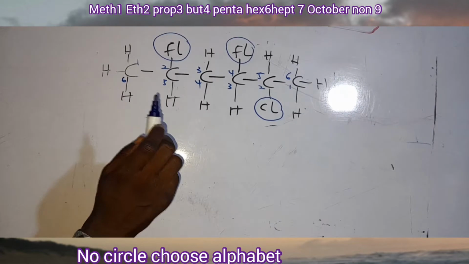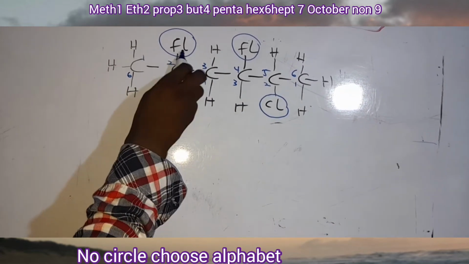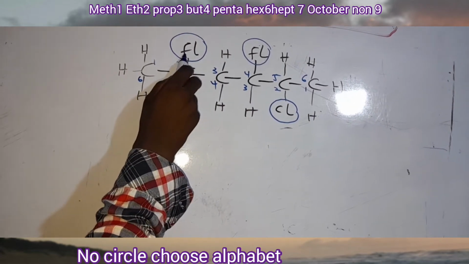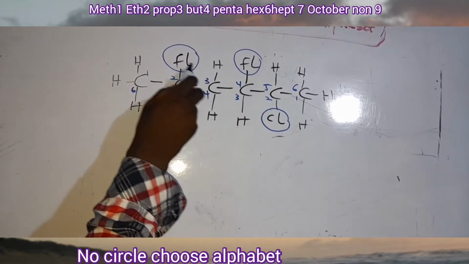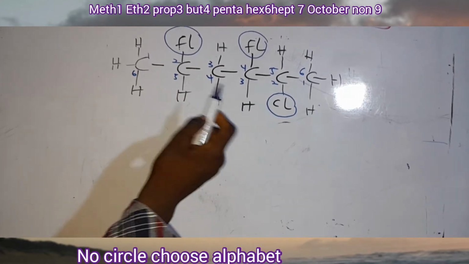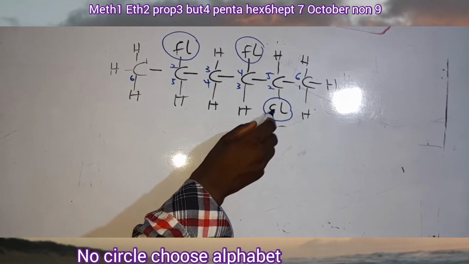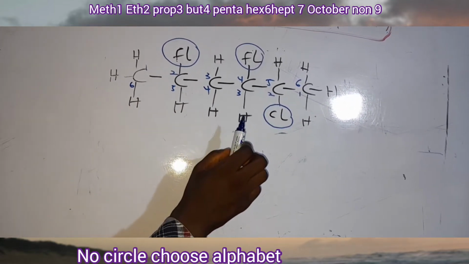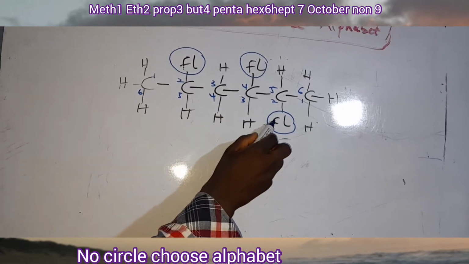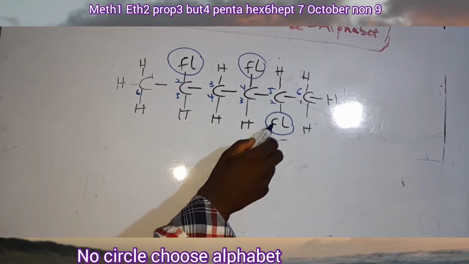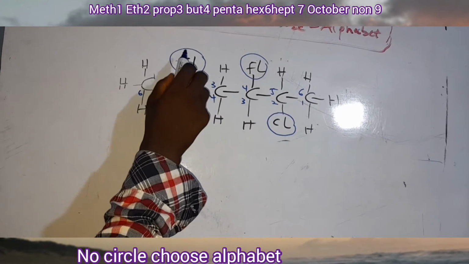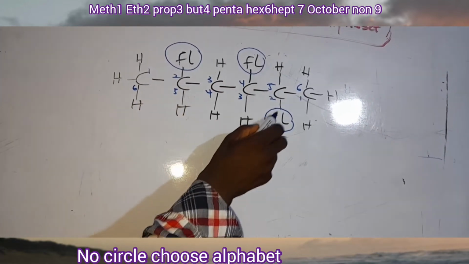Now if you want to choose, look at the things alphabetically. This Fl, which is fluorine, fluoro, and this chlorine. F and C, which of them comes before the other? C comes before F, so it means give C. C should take the smallest number. We want the smallest number. We have F, and we have C, alphabetical order.